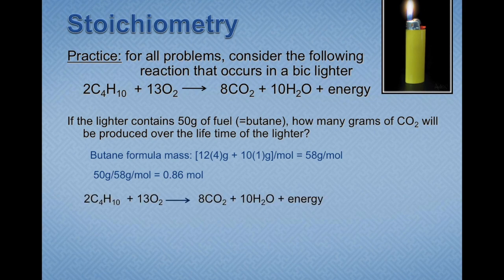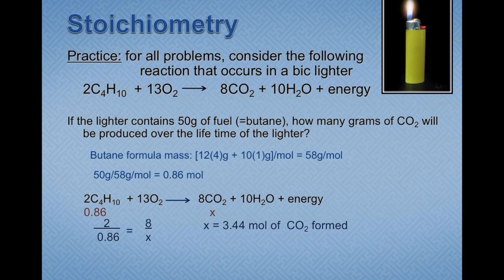Now that we have that, the next thing we do is write down the 0.86 under the coefficient for butane. And then we also write an x. We want to know how much carbon dioxide is produced, so we're going to put an x under carbon dioxide. That's our unknown. Then we write the ratios down. 2 over 0.86 equals 8 over x. And then we cross multiply to solve this. So x equals 3.44 moles of carbon dioxide. So that's how many moles are formed.